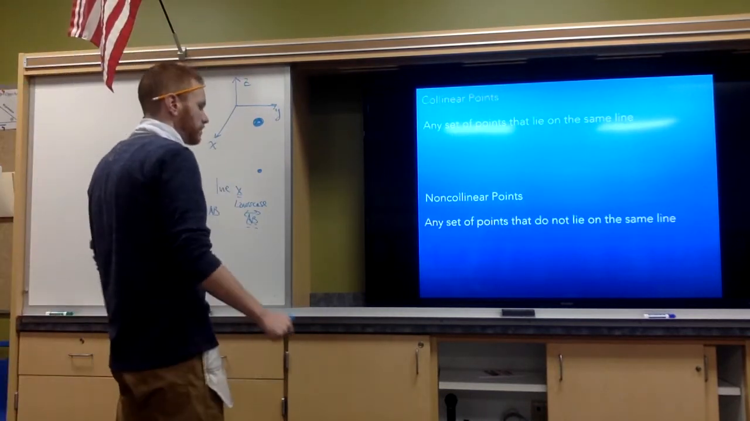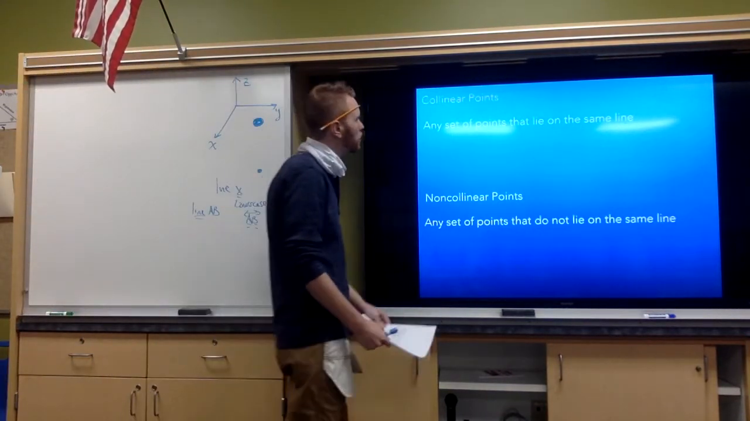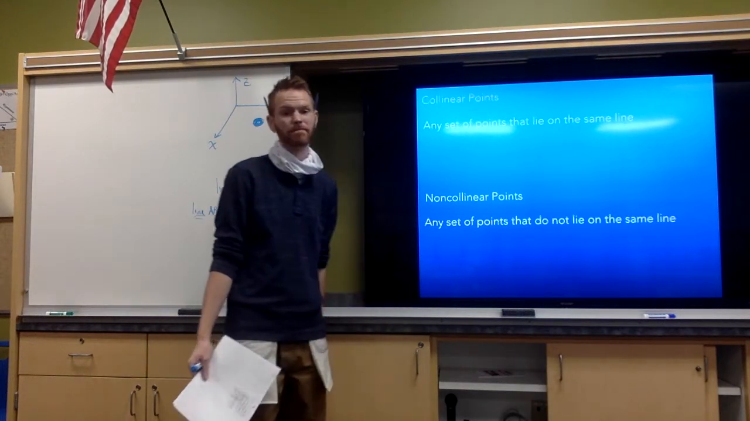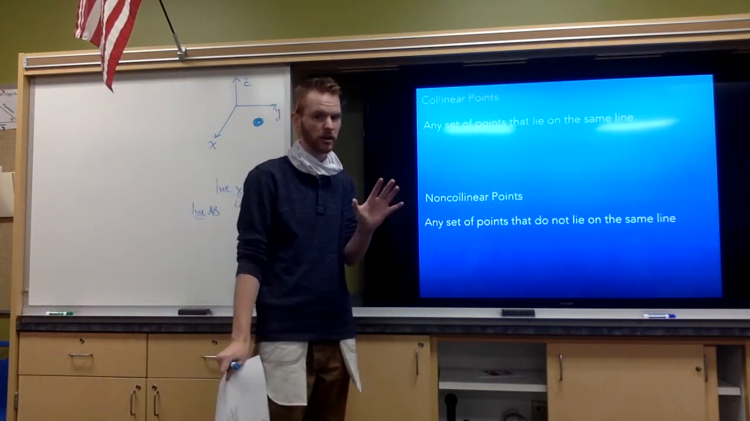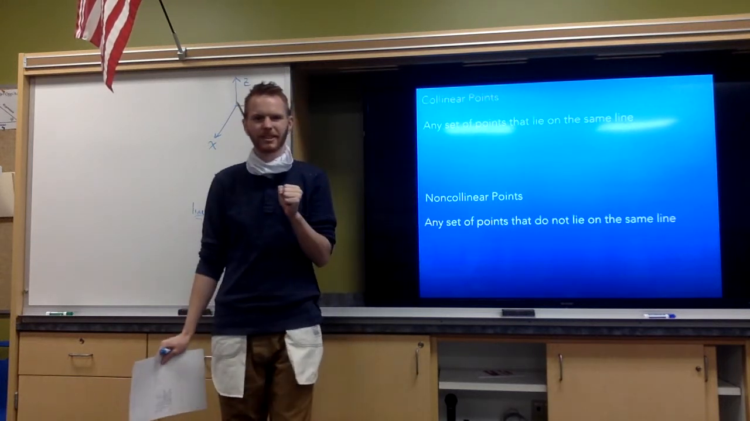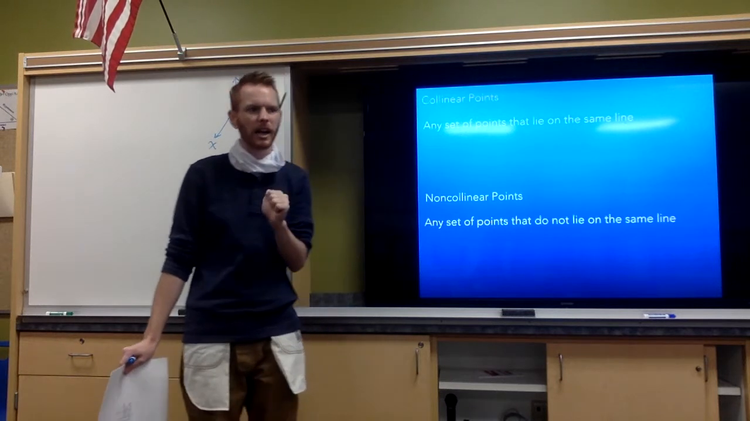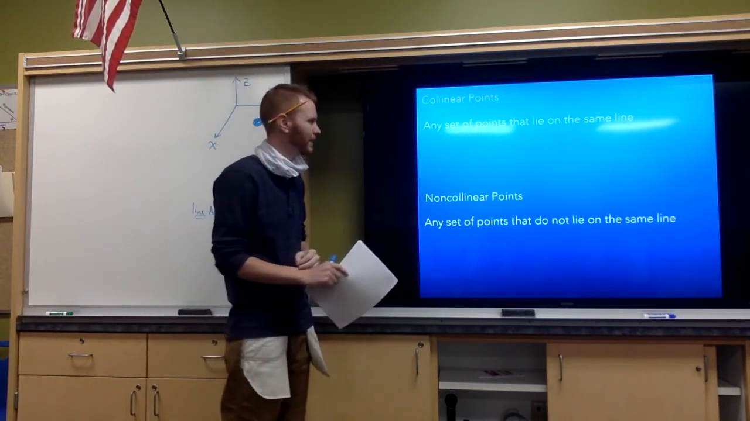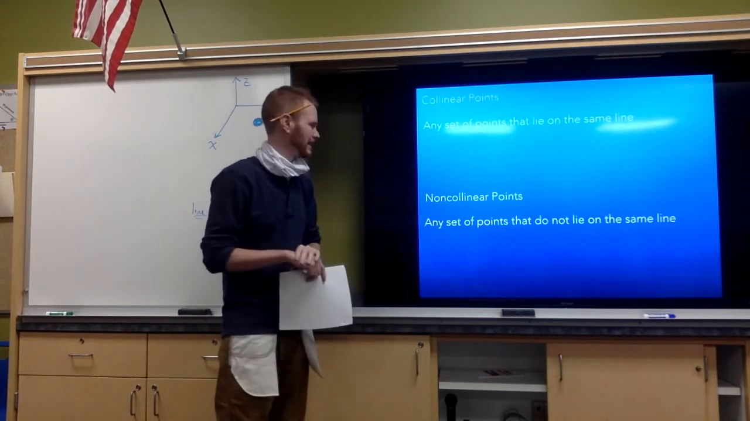Points, different categories. We could have collinear points. It's the set of points that are on the same line. They're all together, so we call them collinear. Imagine that. The word matches the definition, right? Okay. Linear means line. Co is just like cooperative in a way, right? That might be a stretch, but still, you can kind of get that together.